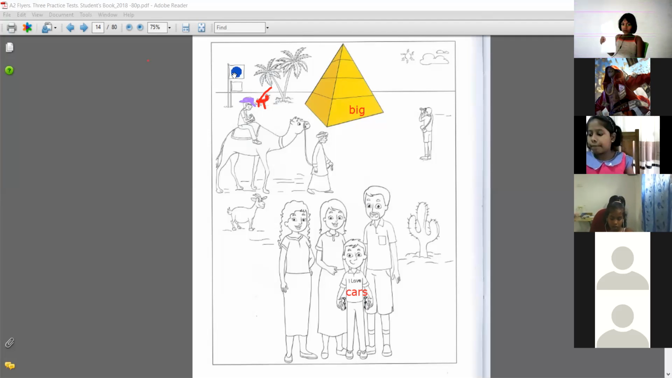So first one you can see there are two flags. You want to color the big flag with blue color. You want to use blue color. Next one, there is a man.